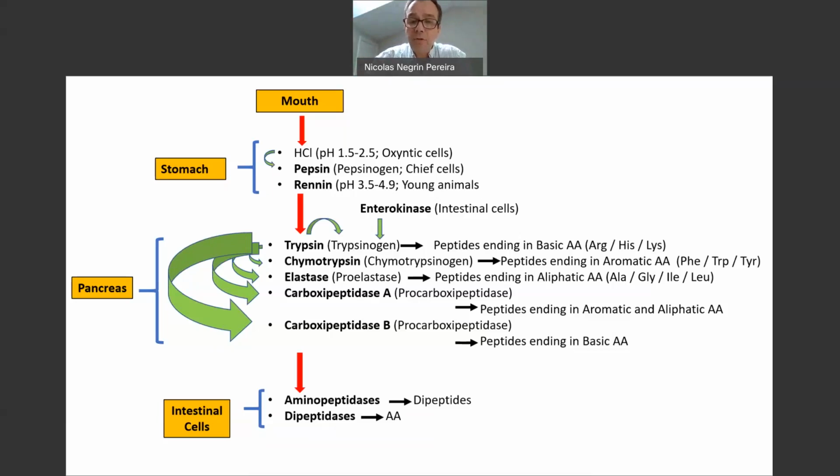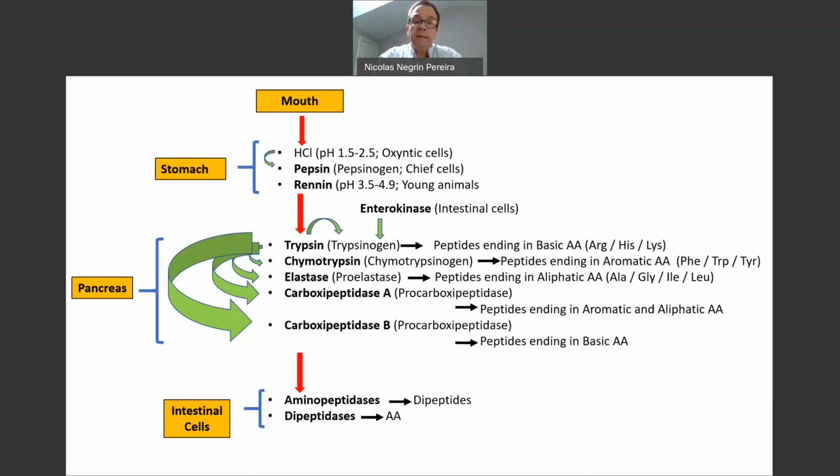and is thanks to the action of a pancreatic juice containing these really crucial enzymes for protein digestion: trypsin, chymotrypsin, elastase, and carboxypeptidases A and B. And finally, those peptides, dipeptides or oligopeptides, that were produced are going to be attacked by the intestinal cells that secrete aminopeptidases. So they're going to form dipeptides, and also these dipeptides at the same time are going to be digested by dipeptidase enzymes, producing amino acids, and then they are ready to be absorbed.